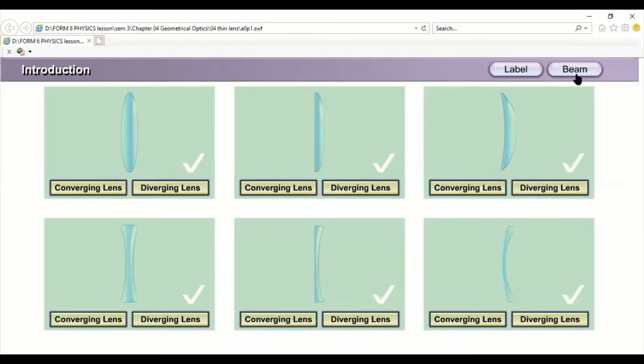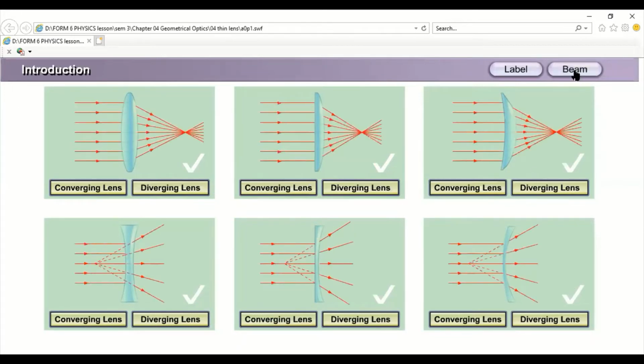Okay, so from here we look at the beam. The beam of light shows that if the beam passes through the converging lens, all of them will focus to a point, where the focus will be at the other side of the converging lens or convex lens. And if they are diverging lens, the light will appear to focus in front of the diverging lens, where the focal point will be in front of the concave lens.